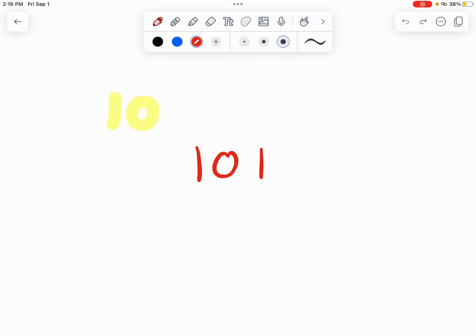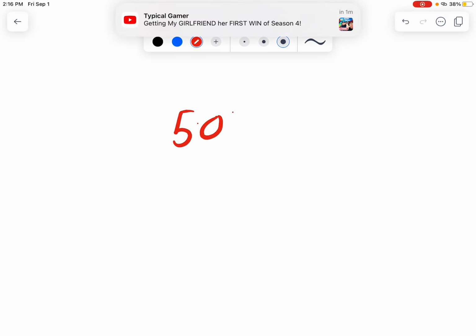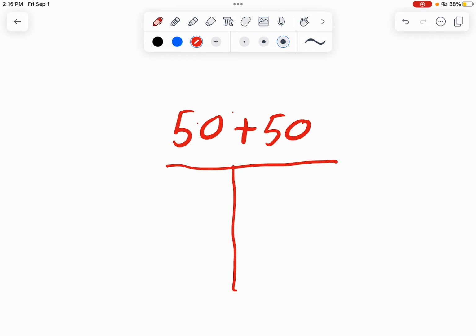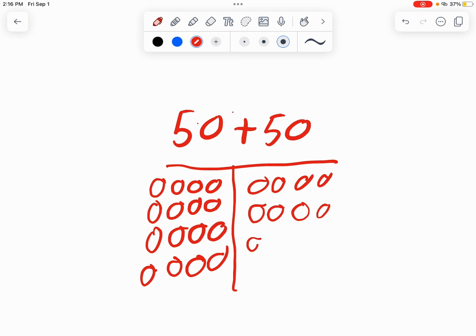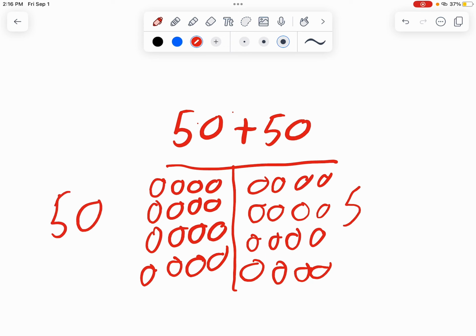So let's begin with another problem. All right, so let's do 50 plus another 50. We have 50 people on this section and 50 people here. I'm not going to draw 50, but just imagine these are 50 people, and another 50. So here's 50 and here's 50.